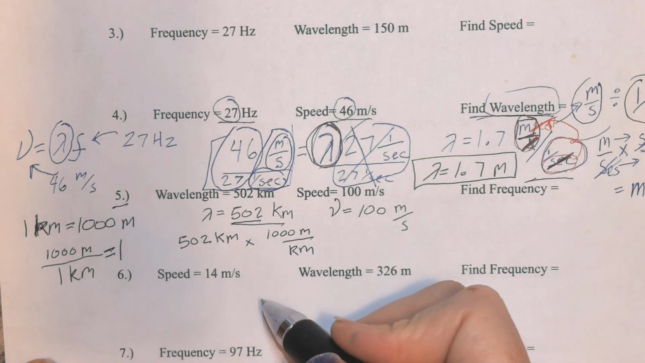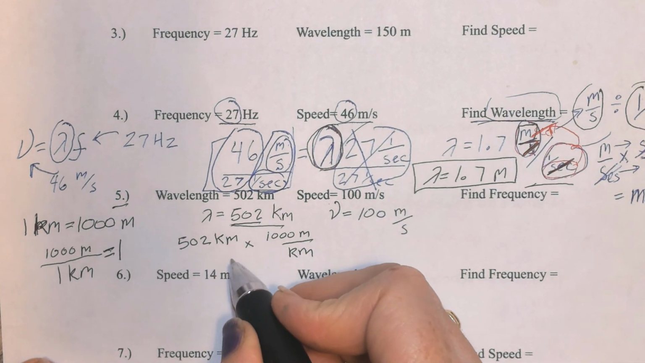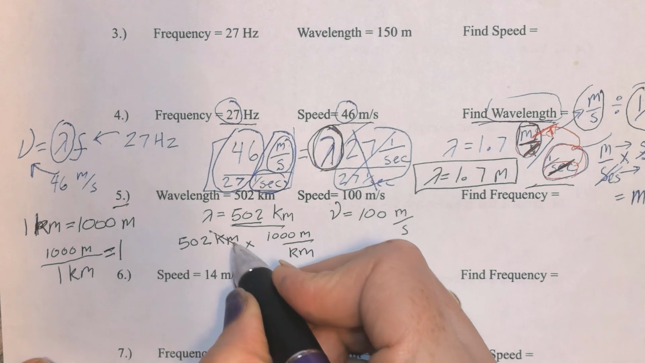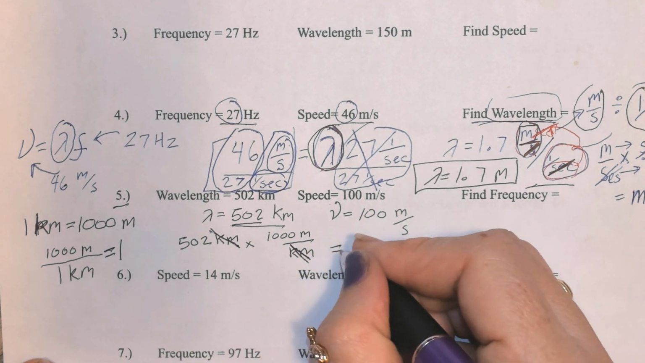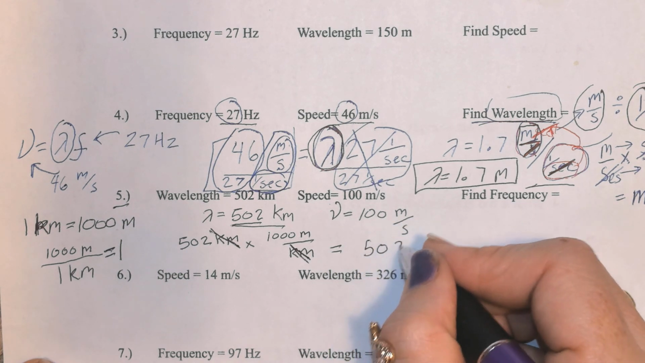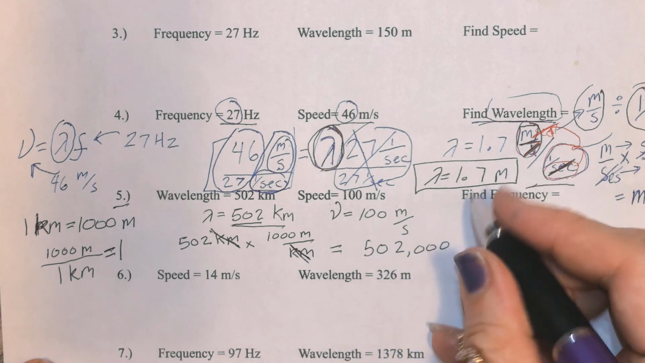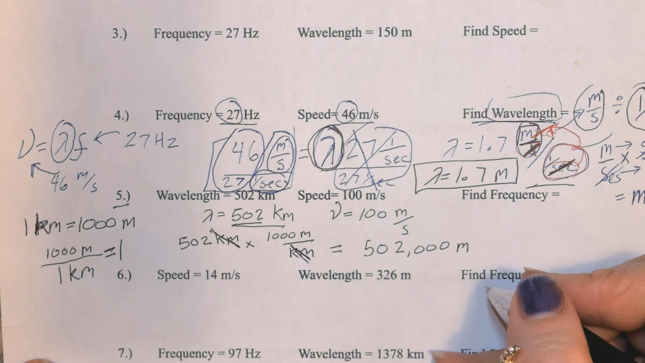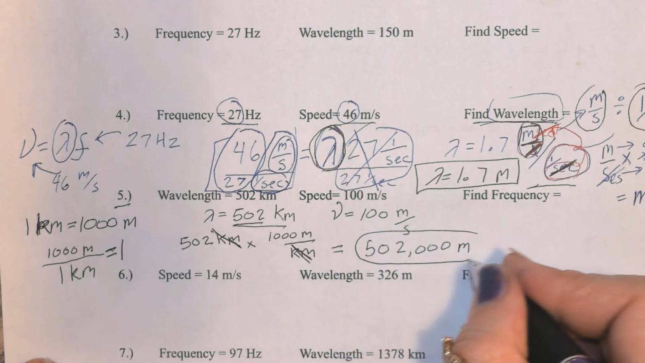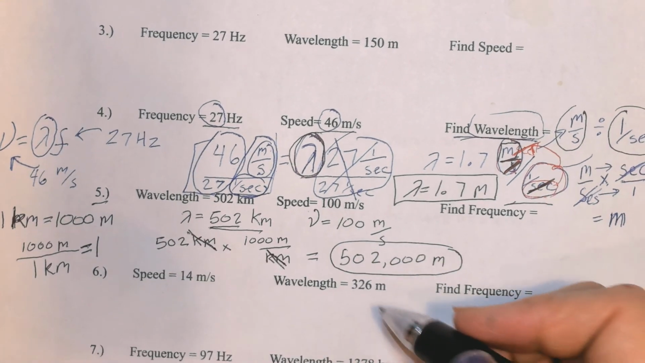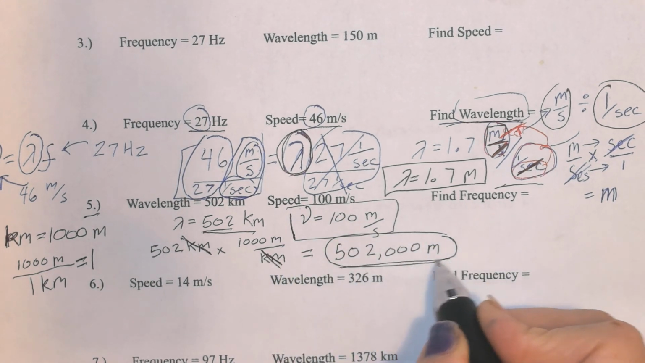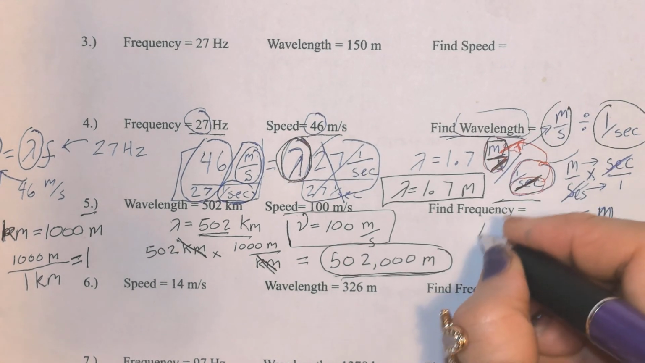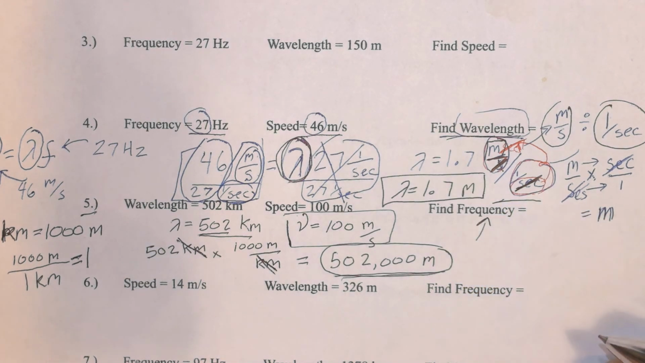When you multiply those and do dimensional analysis, the kilometer in the numerator cancels out the kilometer in the denominator, and you're left with 502,000 meters. So use this for your wavelength. Then you have your speed in meters per second and the wavelength in meters, and you can find or solve for frequency.